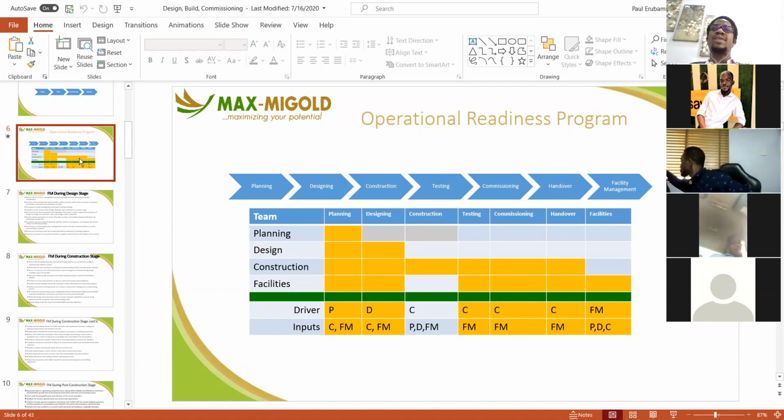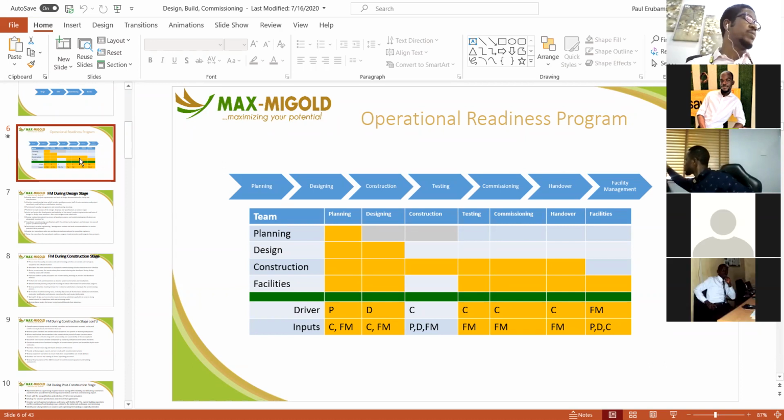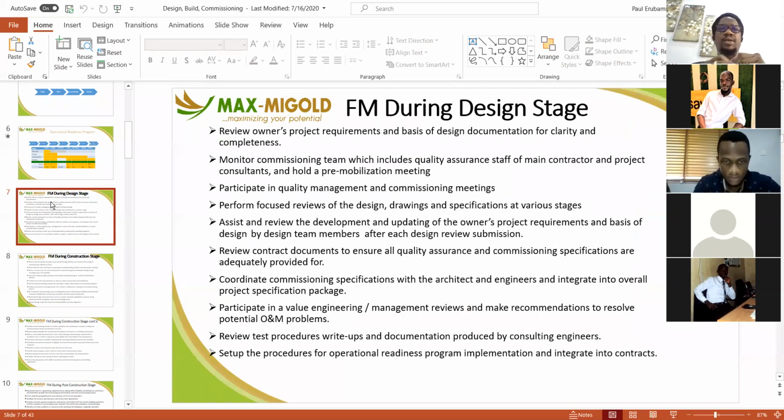So basically, what does the FM now do at each of these stages? Because that question will often come out when it now looks as if you are trying to increase relevance for the FM. What do you contribute to the design stage, the planning stage, the budget, the construction stage, testing and commissioning and handover stage? That's what we're going to look at now. At the design stage, the facility manager basically is the owner's representative.